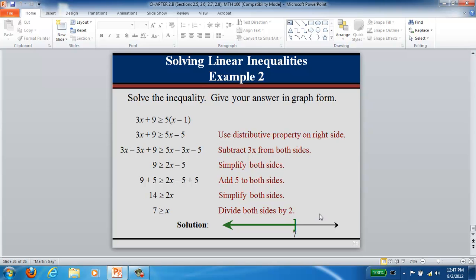Writing your answer in interval notation, it would be parenthesis, -infinity, comma 7, bracket.